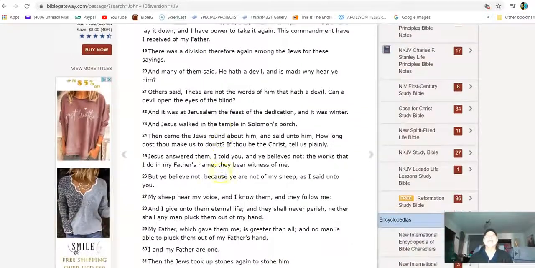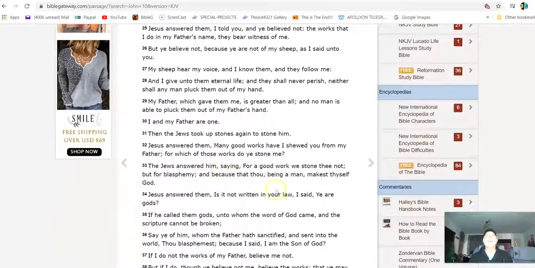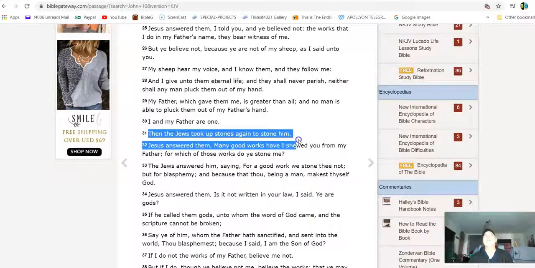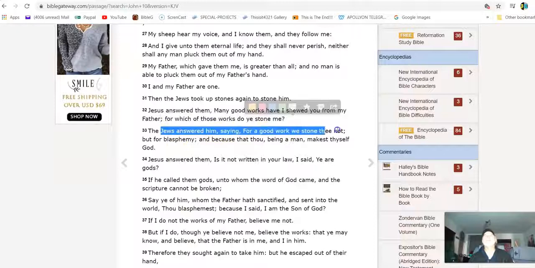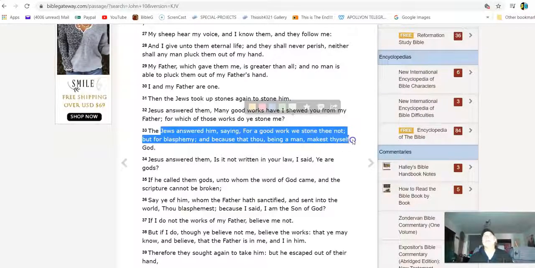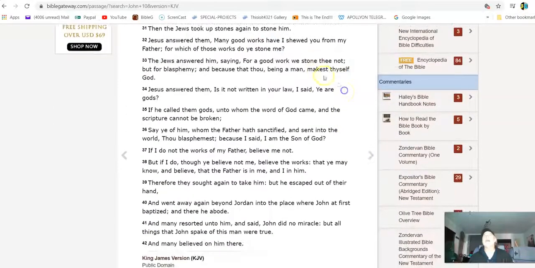John 10. Here's where Jesus throws it in their face. And the Jews took up stones to stone him. And Jesus says, many good works have I shown you from my Father. Which of those works do you stone me? And the Jews say, we stone thee not for good works, but for blasphemy, because thou, being a man, makest thyself God. He was God that made himself a man, everybody.